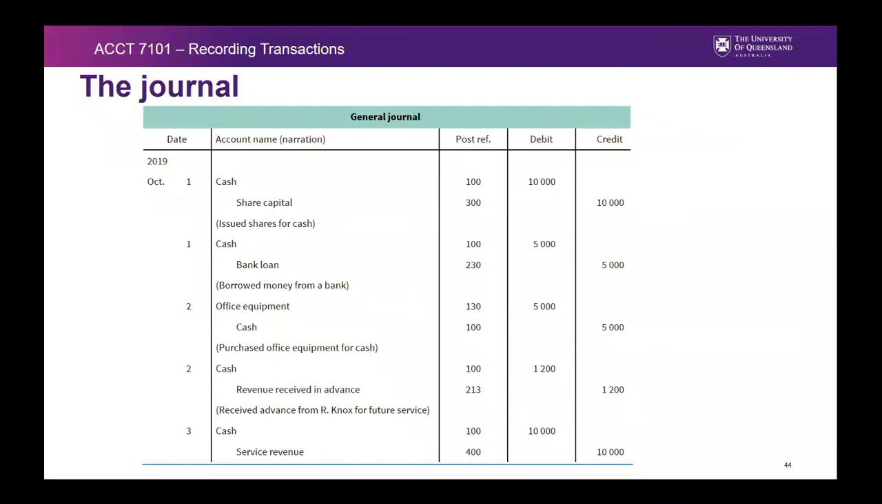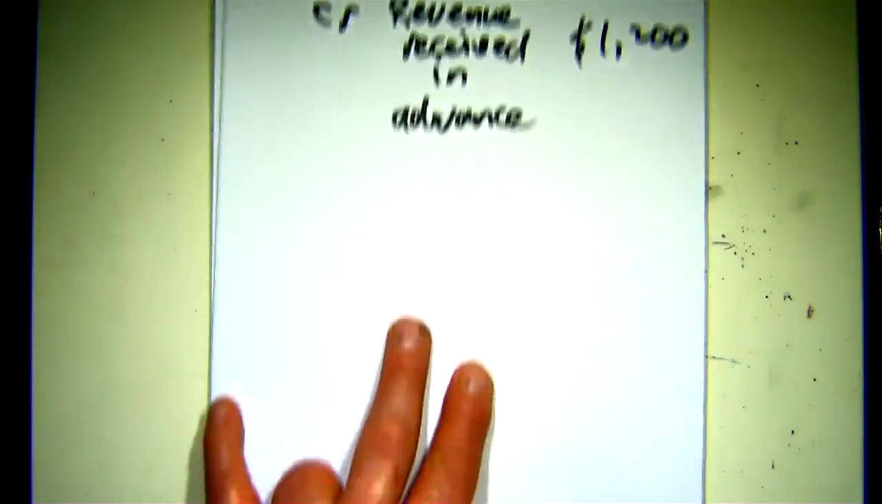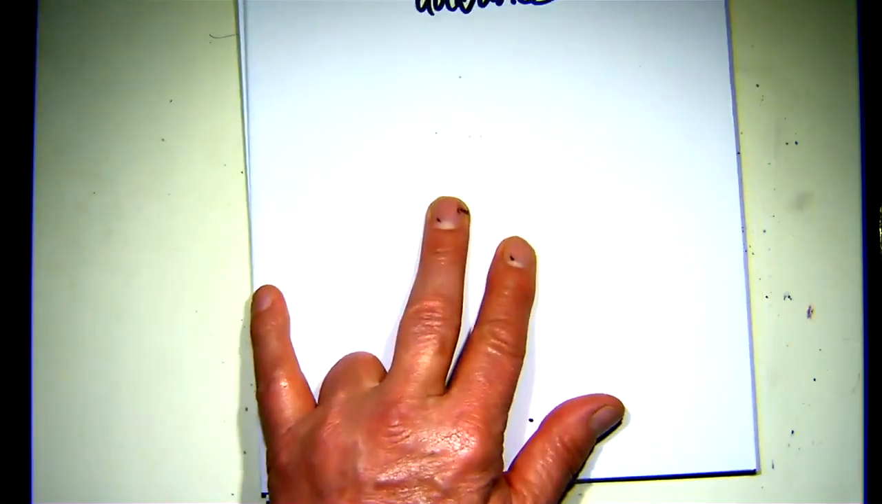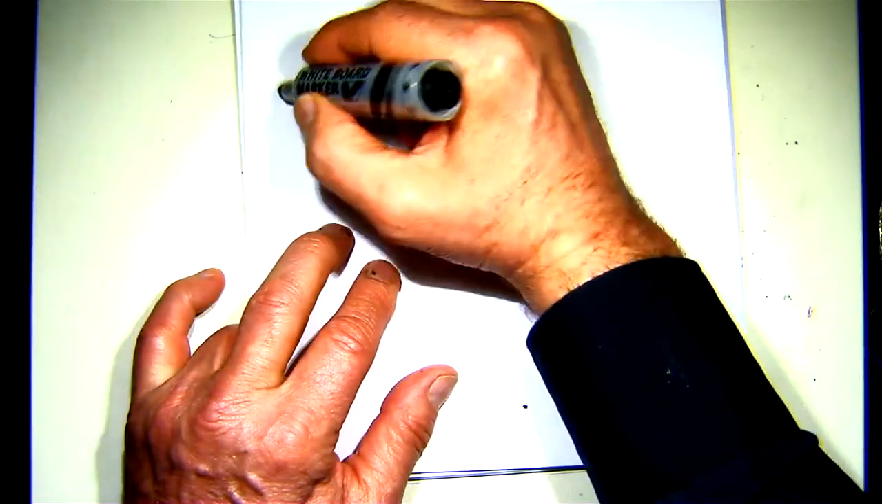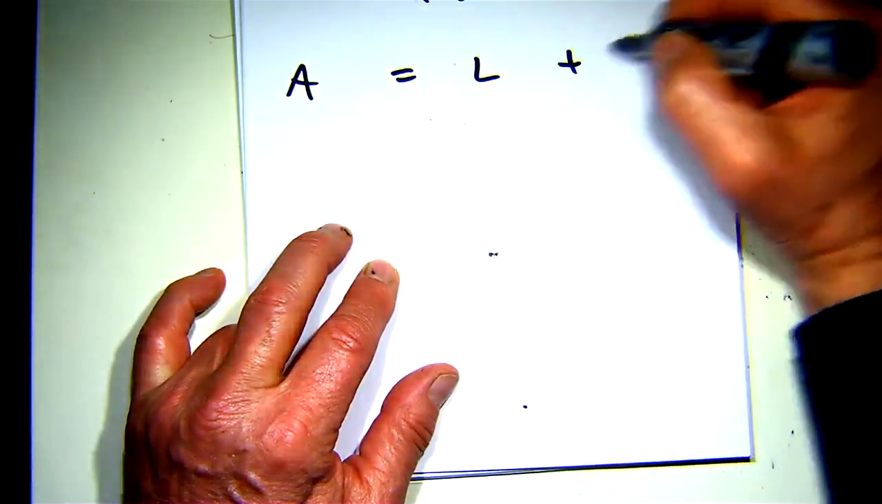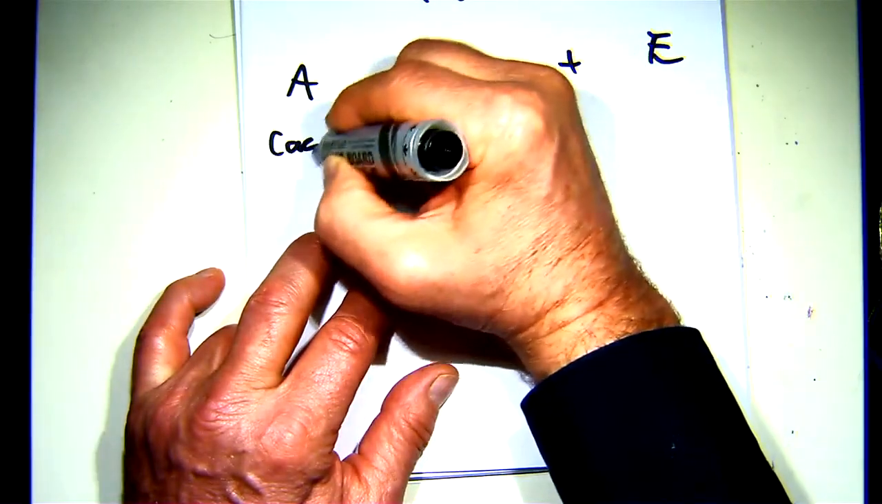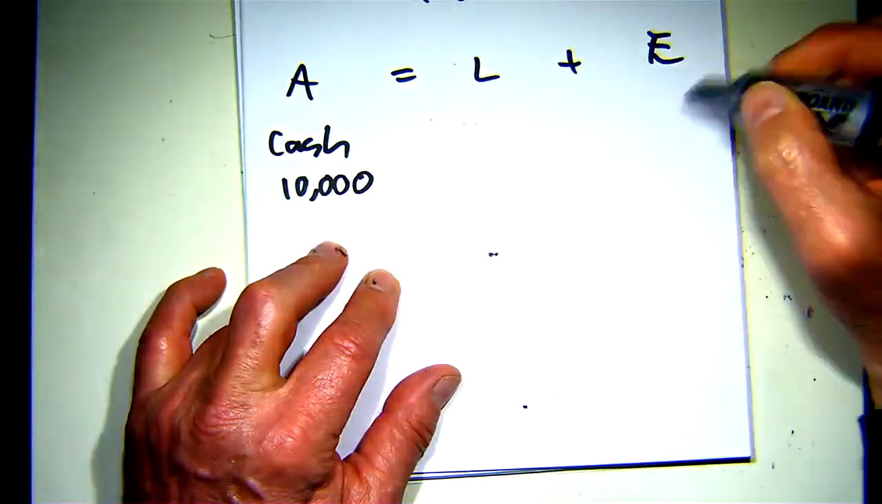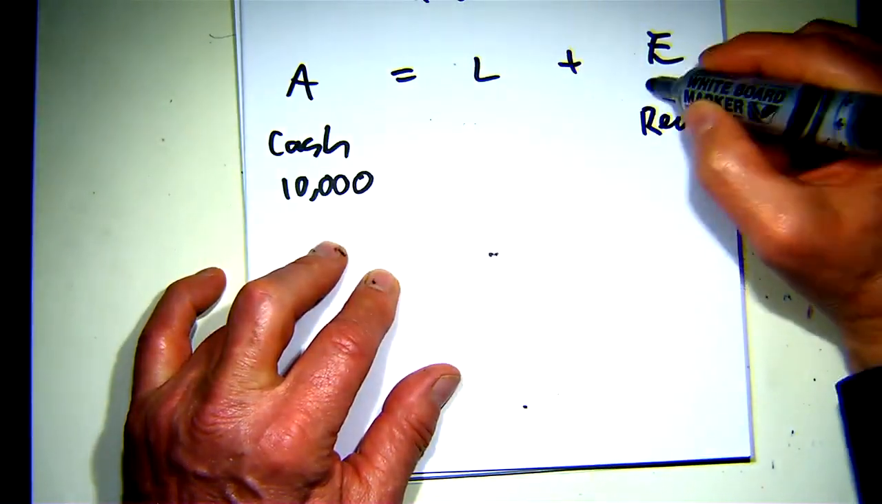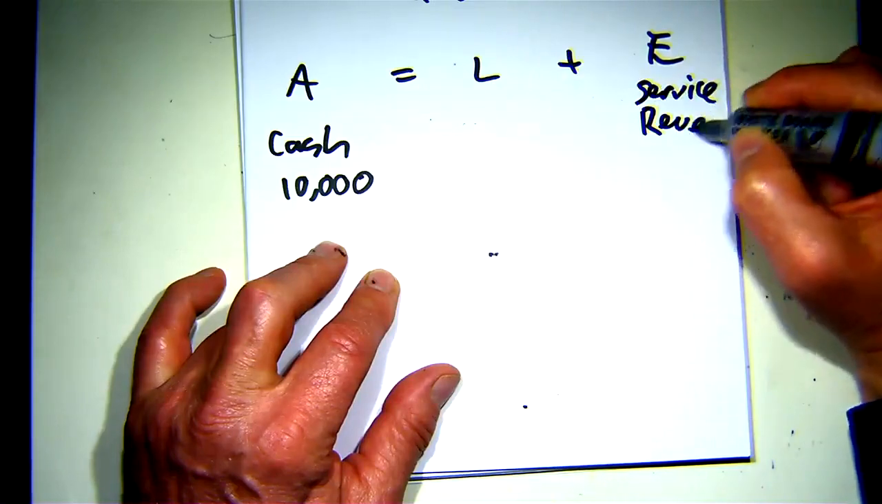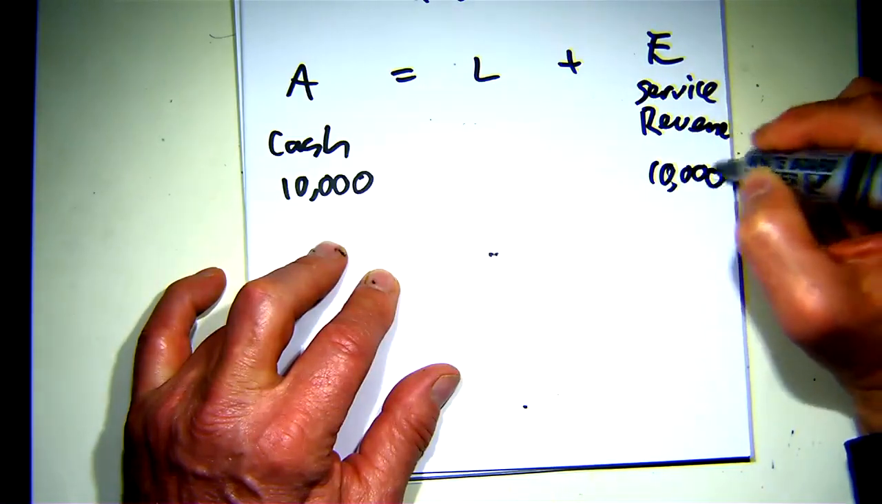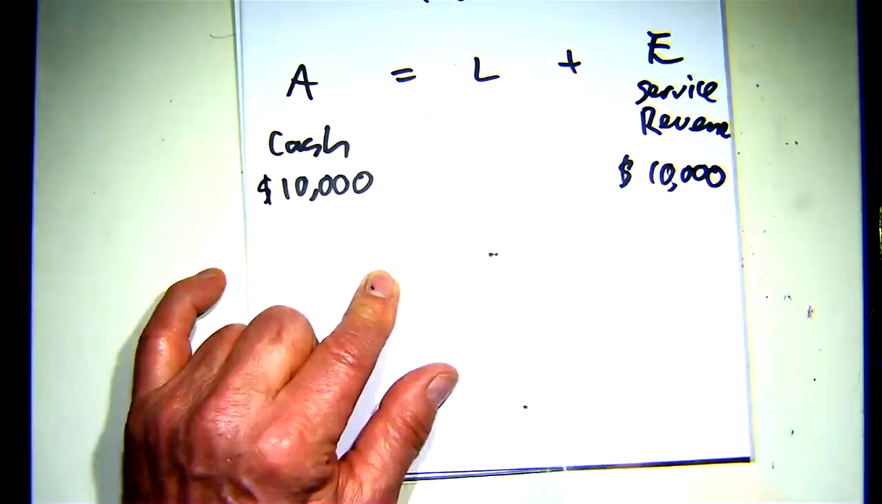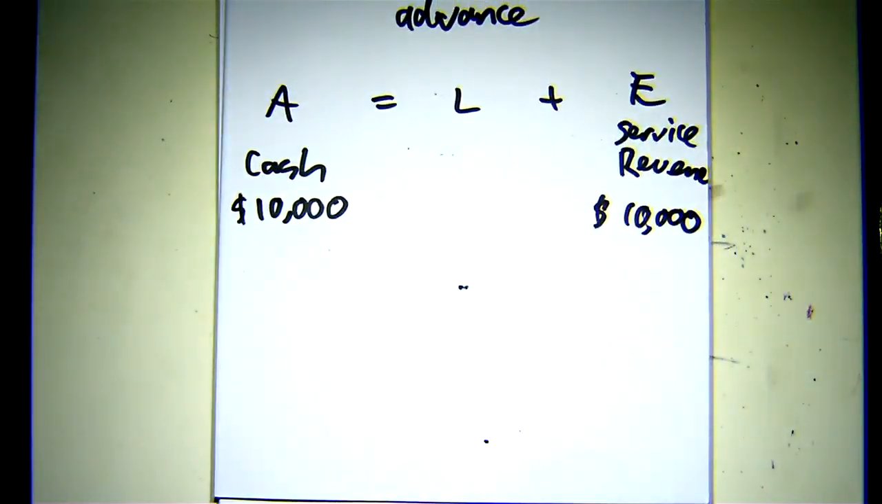So we do some work, service revenue, $10,000 cash. So here we've done some work, earned revenue of $10,000. So we receive cash of $10,000 and we've got some revenue. I think it's called service revenue. So we do some work and we earn revenue of $10,000.